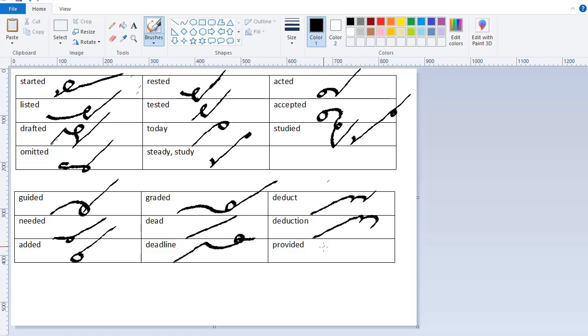Next, provided. So, we have prov. P-R, upward hook. And then, vi. V-I. And then, dead. Okay, ulitin natin. So, provided, we have P, and then R, and then O, pro. Tama? That's pro. And then we have vi for V, and then I, and then we have your dead. So, that is how you stroke provided. Okay? So, ayan.